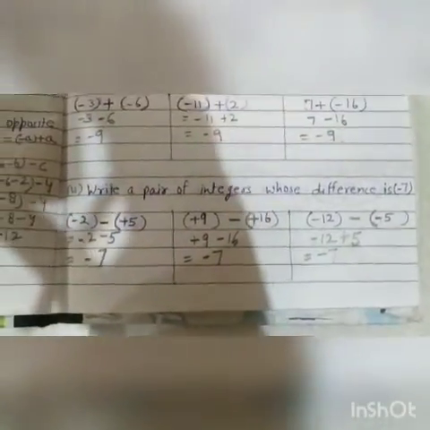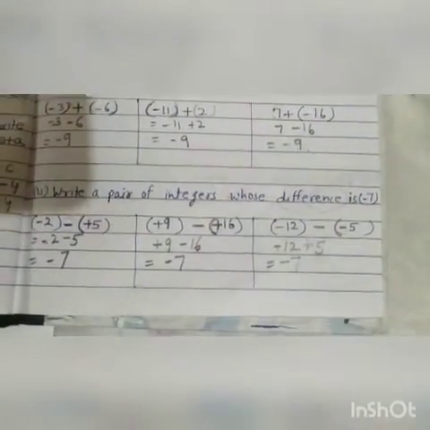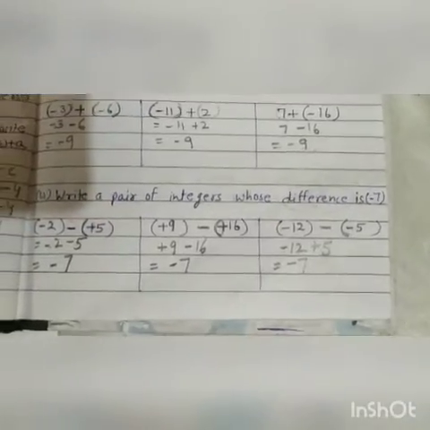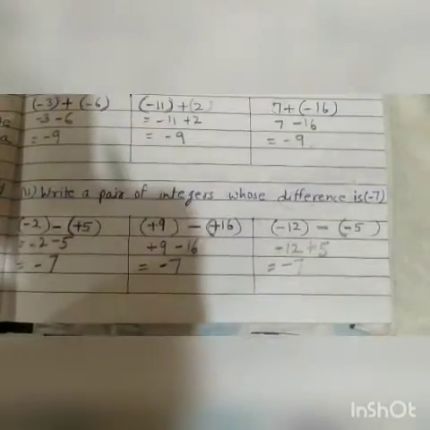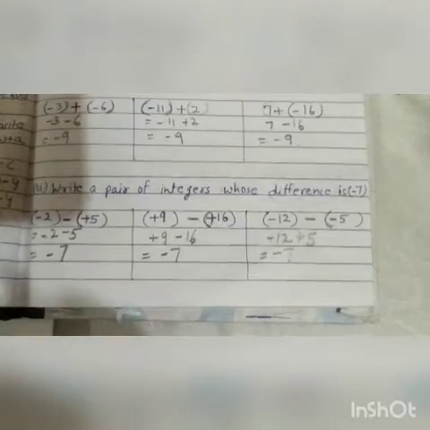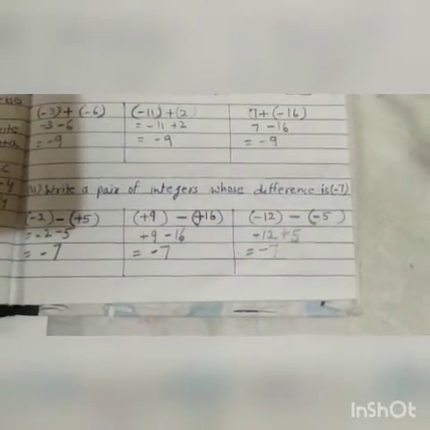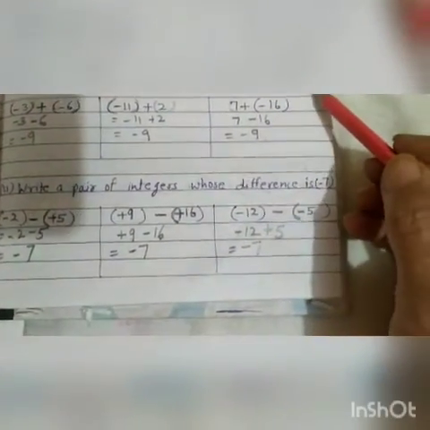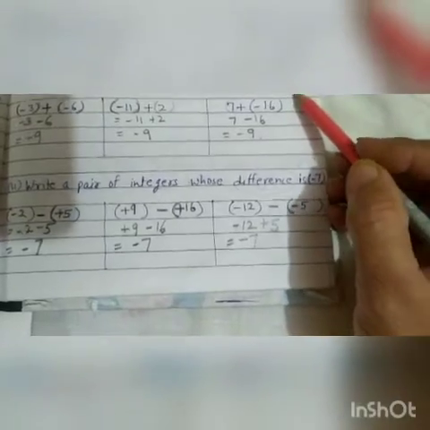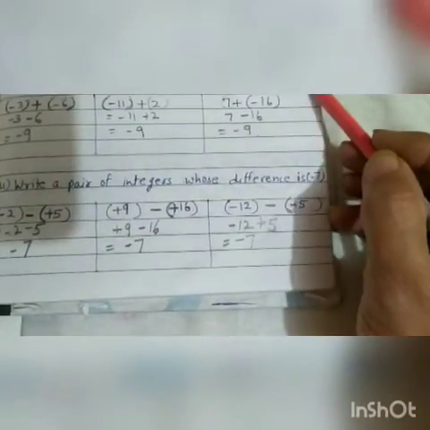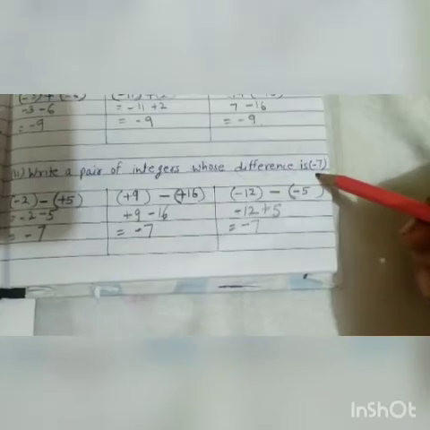So students, in this type of question, there is no limit to the answers. We just have to think and set the integers in such a way that our condition is fulfilled. What is the condition? Here the sum should be minus 9, and here the difference should be minus 7. The remaining parts we will do in the next class.